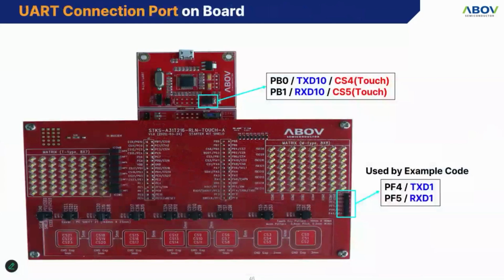The starter kit's A-Link debugger supports UART communication, but it uses the CS4 and CS5 pins. This means you cannot use the CS4 and CS5 for touch sensing when the debugger is connected. If you want to utilize all available touch channels, you can instead use PF4 and PF5 pins for UART communication. This allows you to free up CS4 and CS5 for touch sensing.